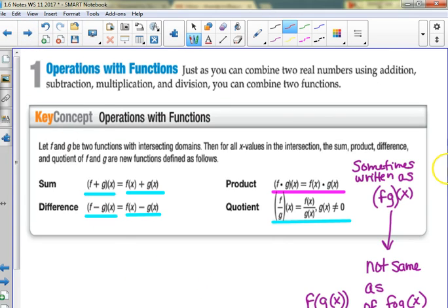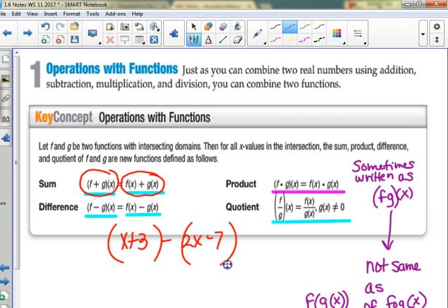Operations with functions. This is the notation that you're going to see, but this is all it means. F plus g of x means you take the function f of x and you add it to the function g of x, combining any like terms. F minus g of x is just take f of x minus g of x. Now, you'll have to watch your signs, right? Because if you have this and you're subtracting this, and this is one function and this is another, you're going to have to distribute the negative. You know what I'm talking about?